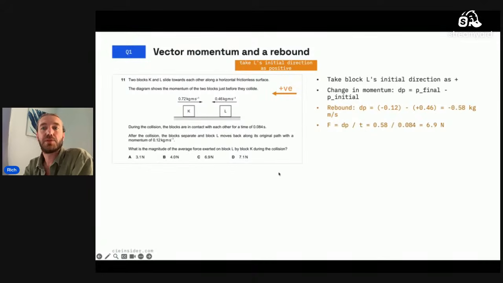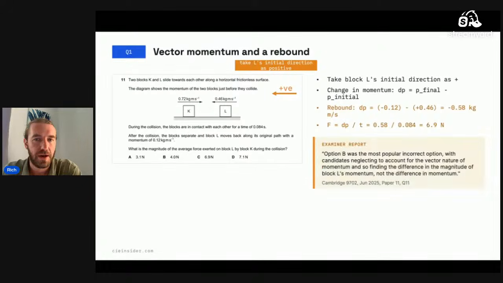It's not the case here, but sometimes they might leave 0.58 as one of the answers, so that when you get to that point, you're like, oh, I've got to the answer, I've seen that that's one of the answers, it must be right. No, that is another trap for you. So what did the examiner report say on this? It said option B was the most popular incorrect option, with candidates neglecting to account for the vector nature of momentum, and so finding the difference in the magnitude of block L's momentum, not the difference in momentum.